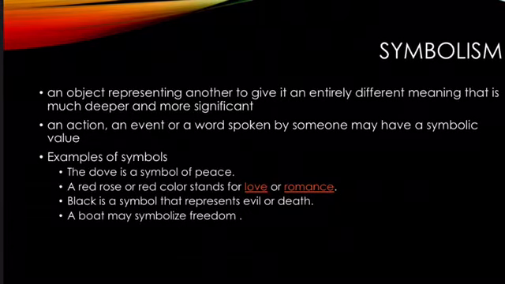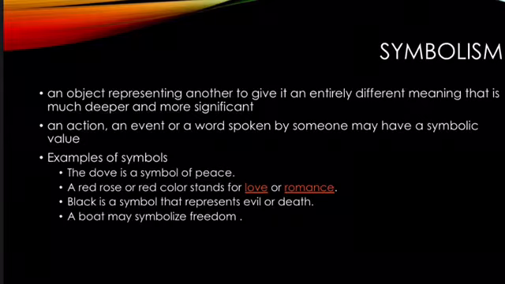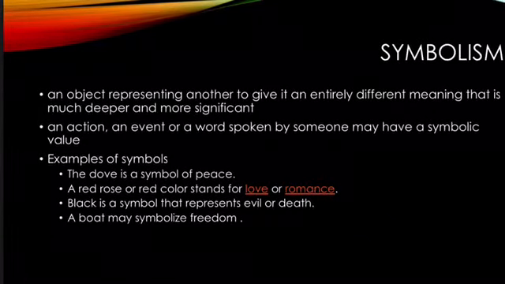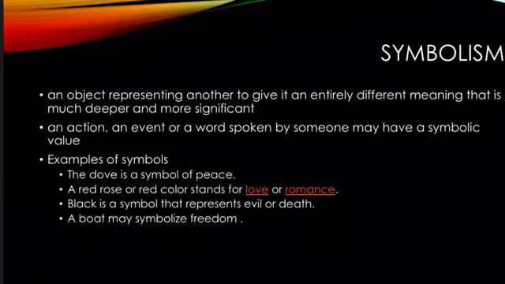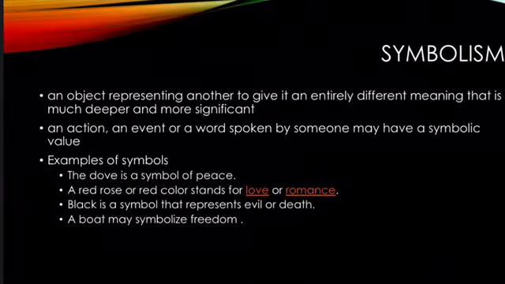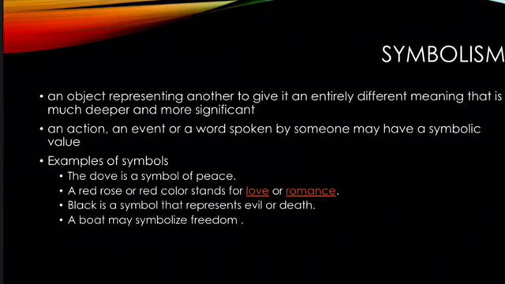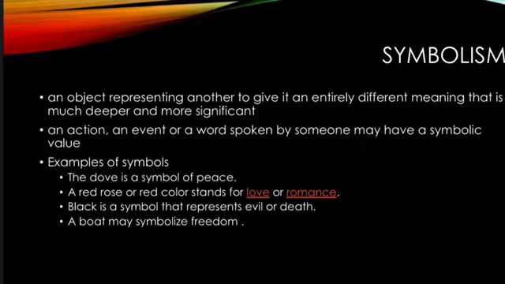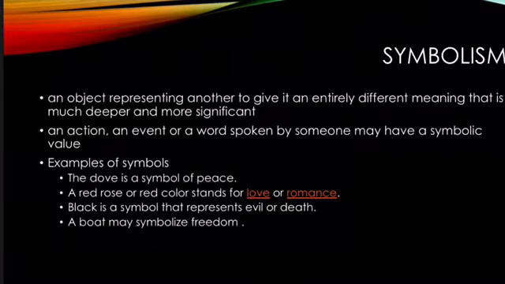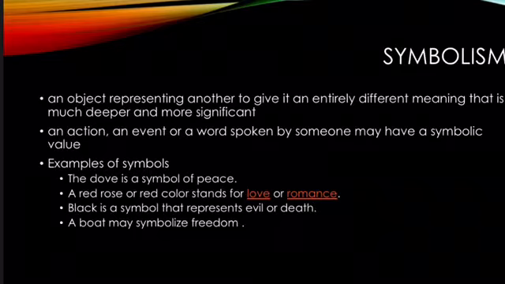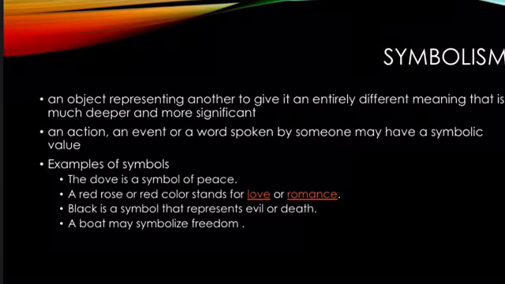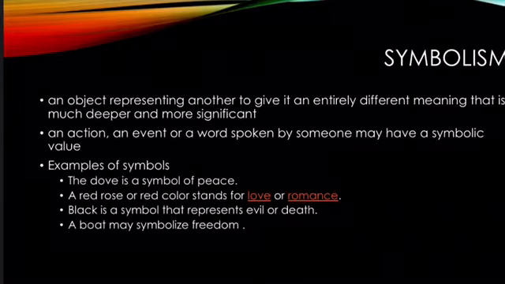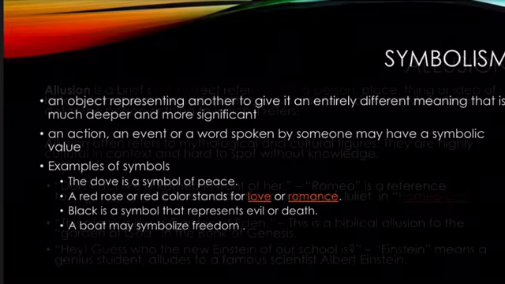There are some very common examples of symbolism. A dove is a symbol of peace. A red rose, or the red color, might stand for love or romance. Black may be a symbol of darkness. A boat may be a symbol of freedom. A broken mirror may be a symbol of bad luck or reflection, or something like that. Symbolism can occur in any piece of literature, and it offers the reader a chance to understand what the author is trying to say more deeply.